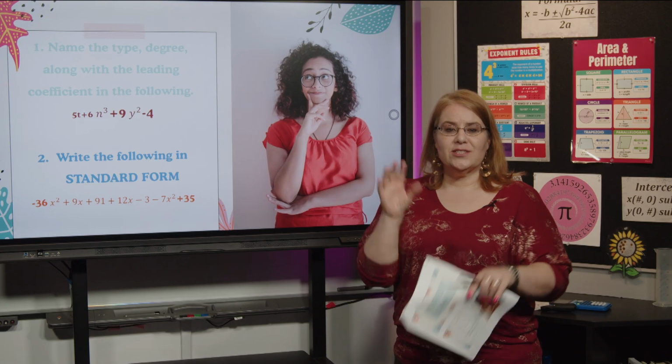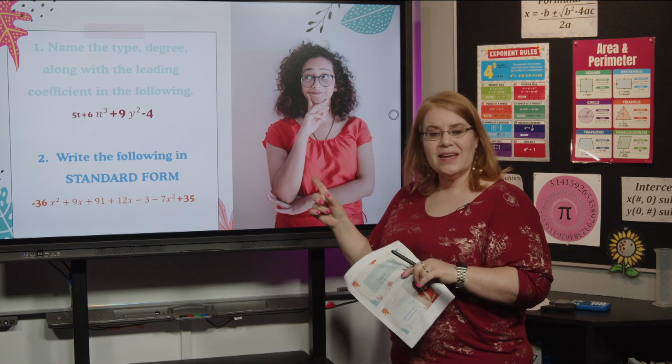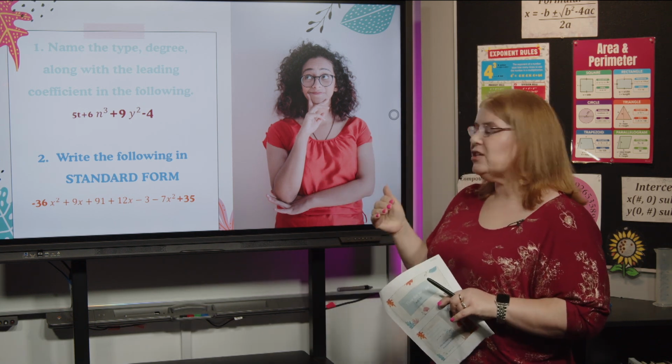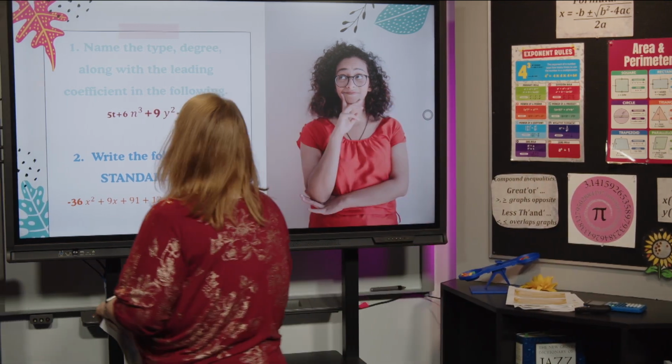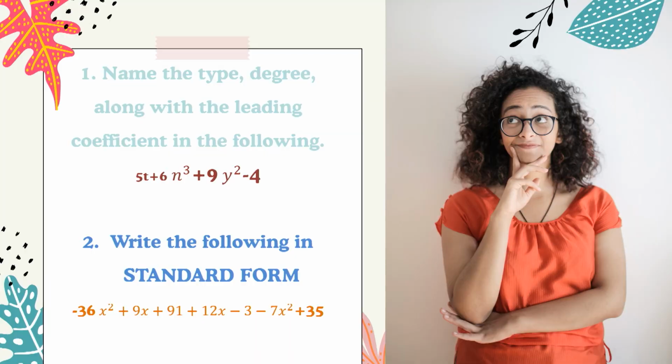All right, so now that you've got the work done, let's check my work, watch what I do, and make sure I get it right. Here we go. So the first thing I'm going to do is tell what type I have. Well, I have one term, I have two terms, and I have three terms. So I'm going to say I have a trinomial.